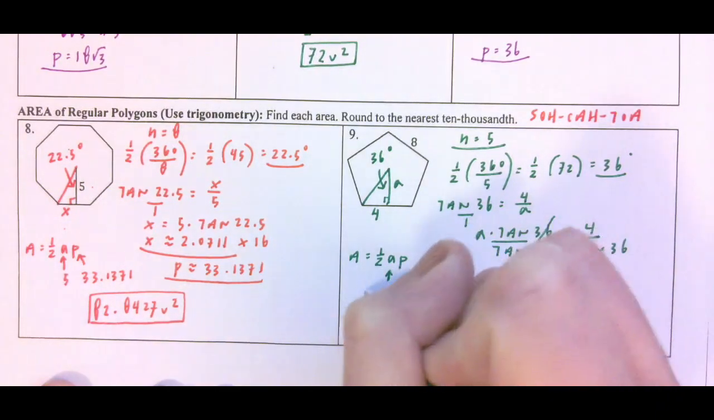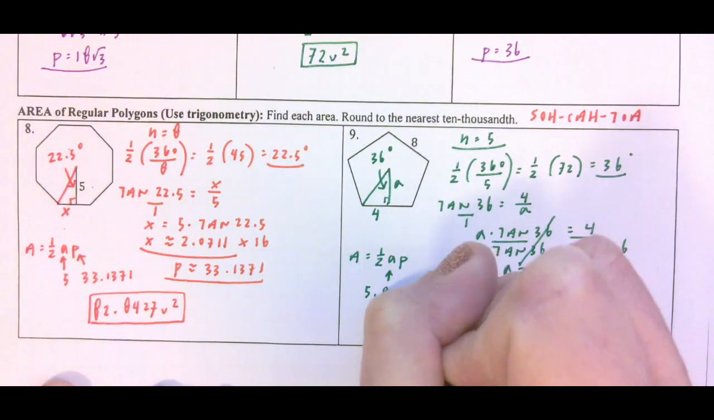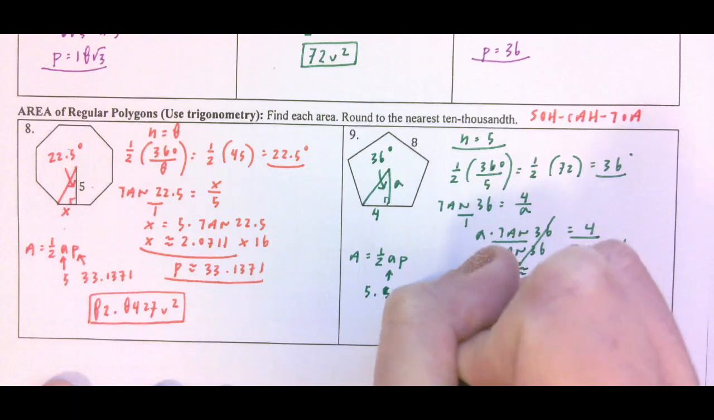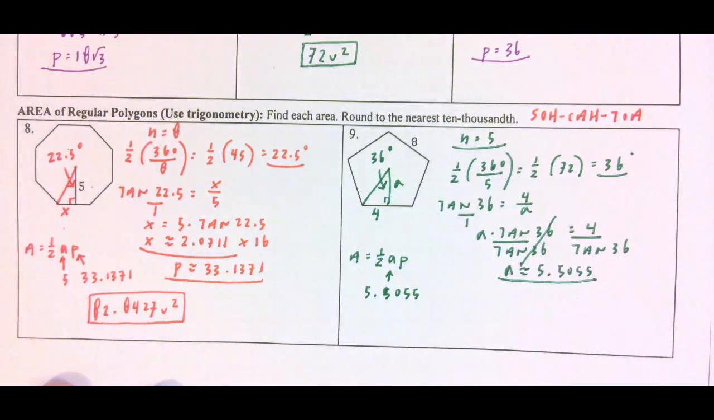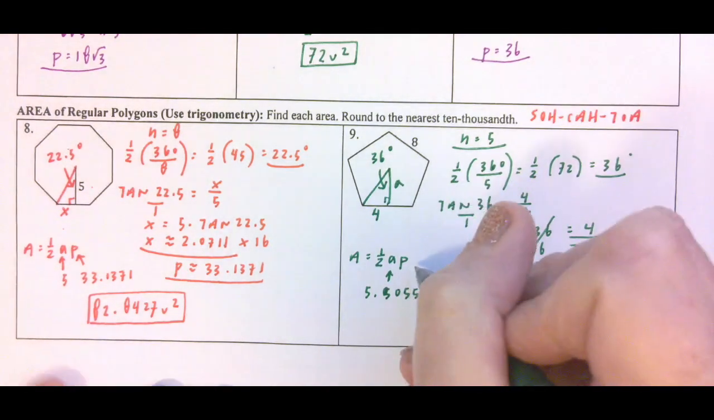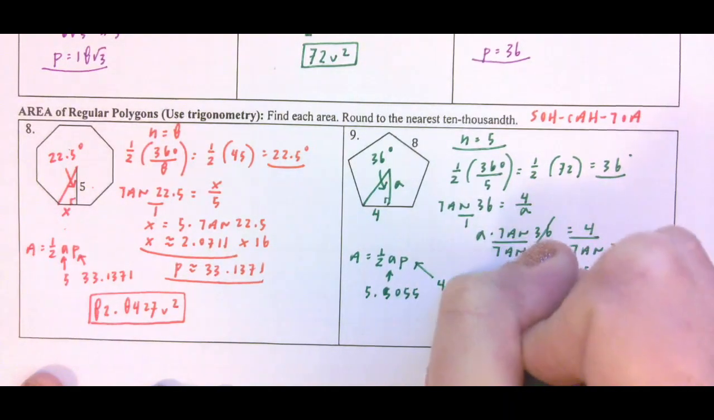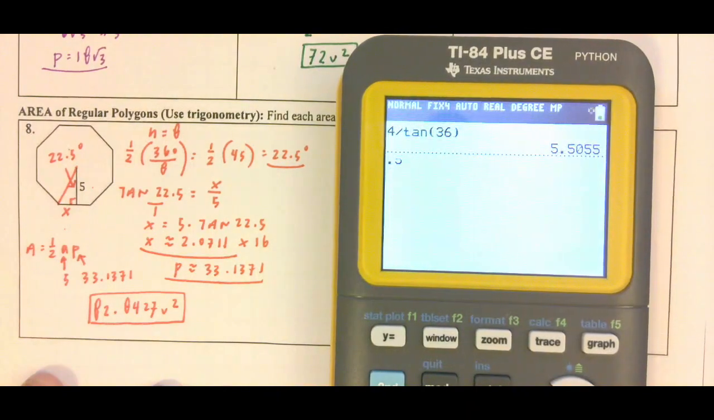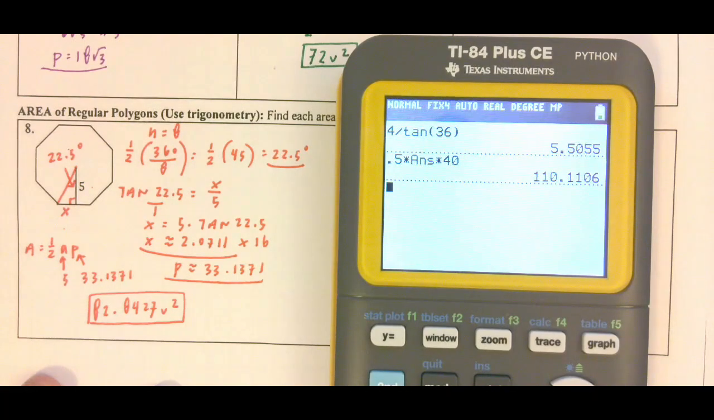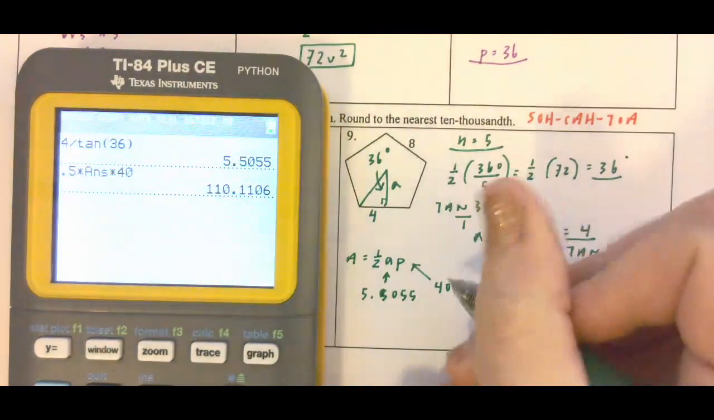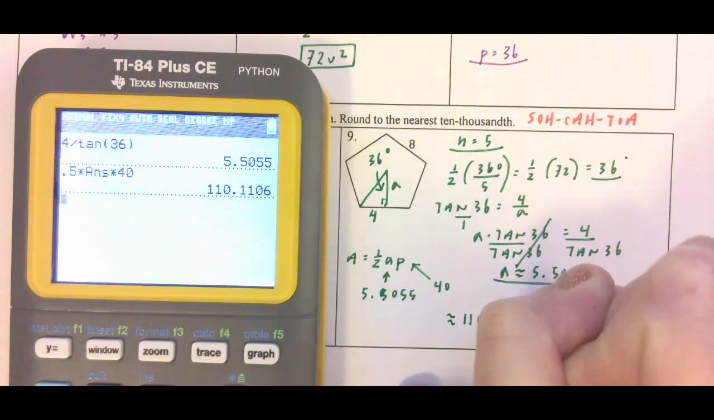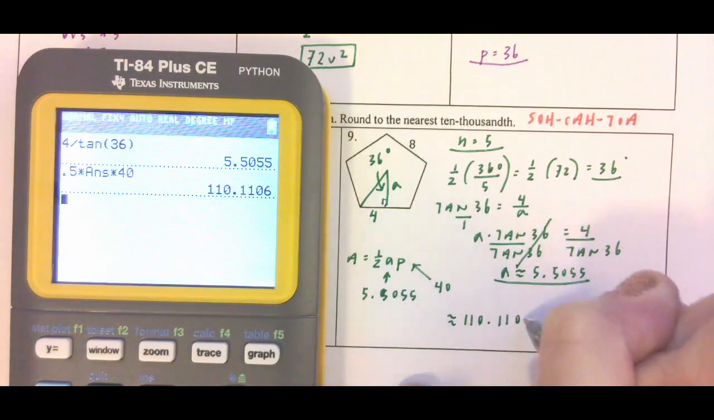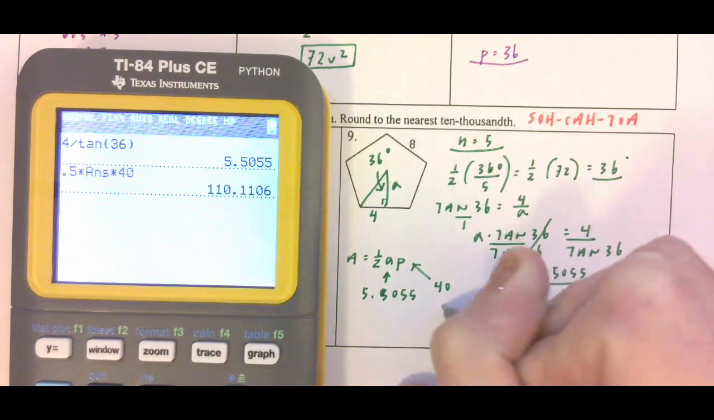All right, so I have my apothem, 5.5055. In the perimeter, I have 5 sides. They're all 8, so that has to be 40. So if I multiply this across, I can say half the apothem, that's my previous answer, times the perimeter, that's 40, and that gets me my area. So my area is about 110.1106 units squared.